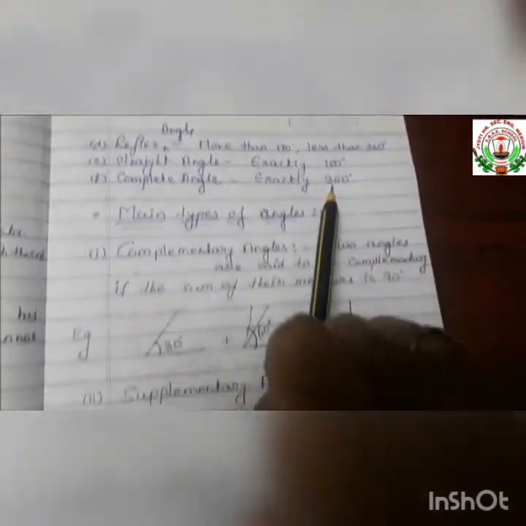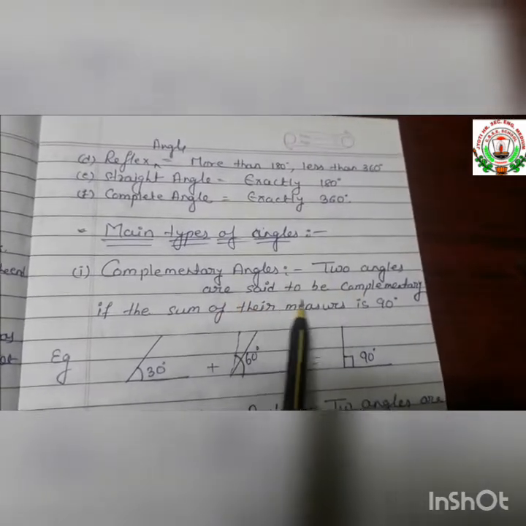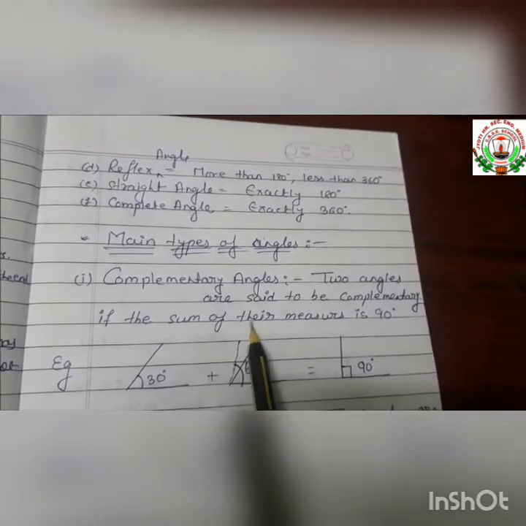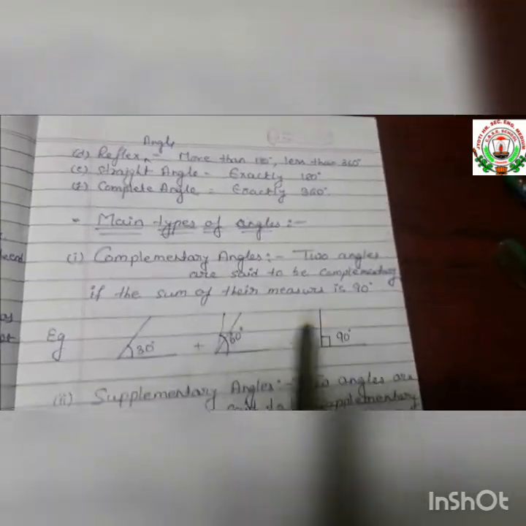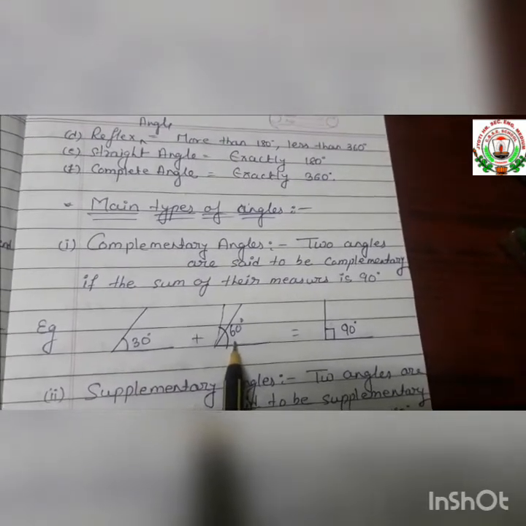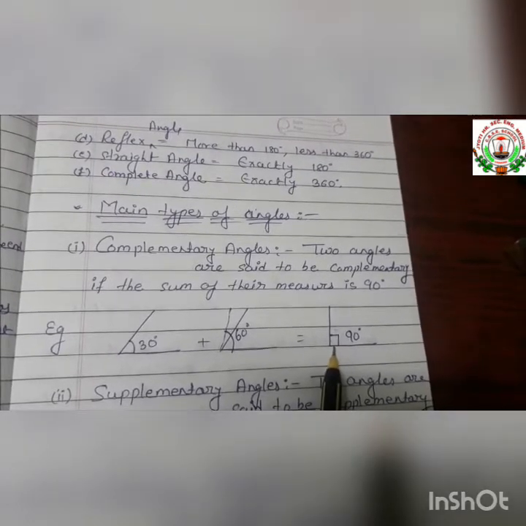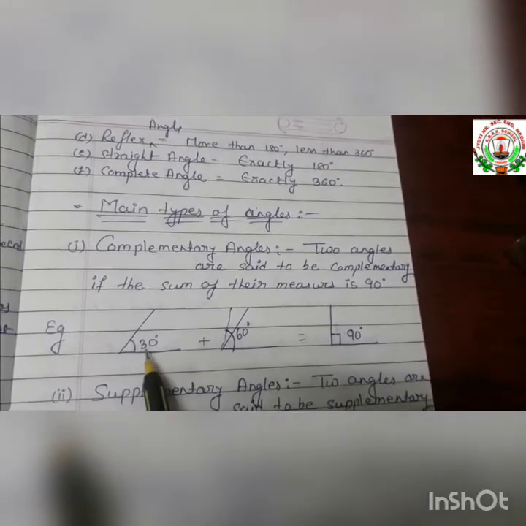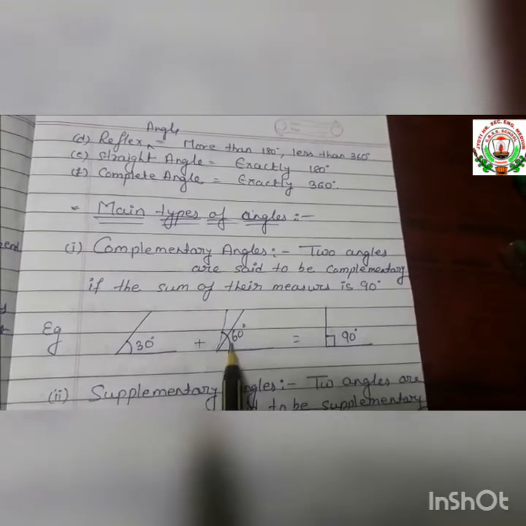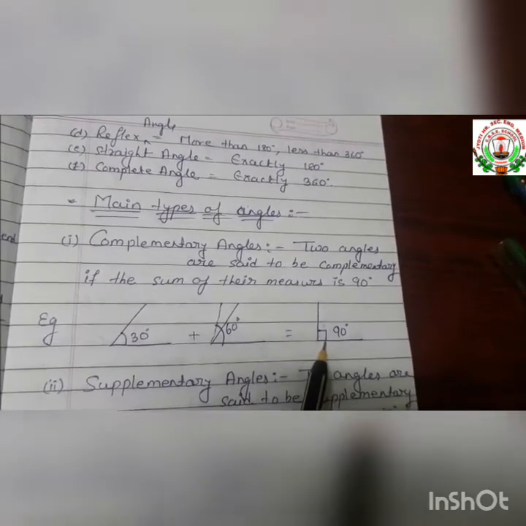Now the main types of angles. First is the complementary angle. Two angles are said to be complementary angles if the sum of their measures is 90 degree. For example, if 30 degree angle is added with the 60 degree angle, the answer will be 90 degree. So this kind of angle is said to be a complementary angle, where 30 and 60 are said to be complement 1 and complement 2. When both complements are added, the answer will be 90 degree.